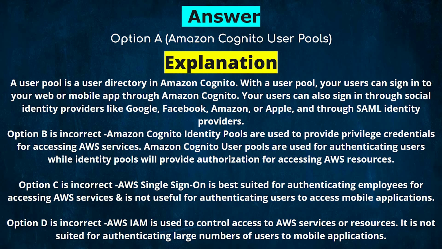Amazon Cognito identity pools are used to provide privileged credentials for accessing AWS services. Amazon Cognito User Pools are used for authenticating users, while identity pools will provide authorization for accessing AWS resources. Option C is incorrect. AWS Single Sign-On is best suited for authenticating employees for accessing AWS services and is not useful for authenticating users to access mobile applications. Option D is incorrect. AWS IAM is used to control access to AWS services or resources. It is not suited for authenticating large numbers of users to mobile applications.